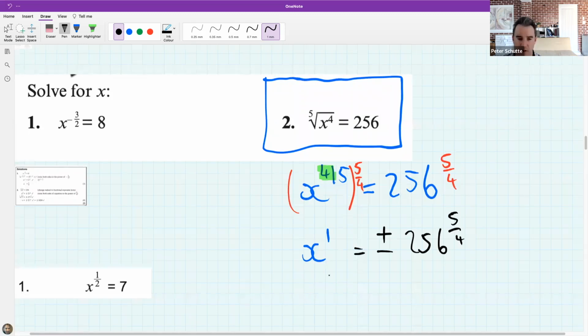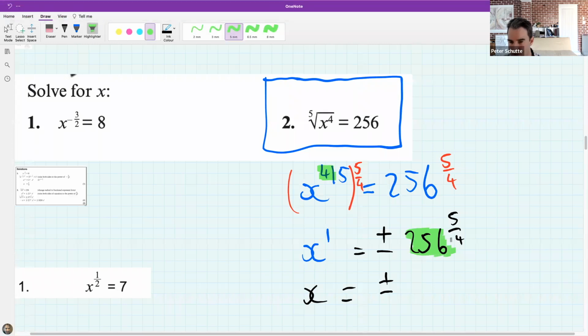Yes. Okay, so now if you can use your calculator, you could put this straight into your calculator. However, if you didn't have your calculator, what you would really want is to break the 256 down into prime factors. But for now, because of time today, I'm just going to use our calculators, and you should get the answer is plus or minus 1024. So you can type this into your calculator, 256 to the power of 5/4, and you'll get 1024.